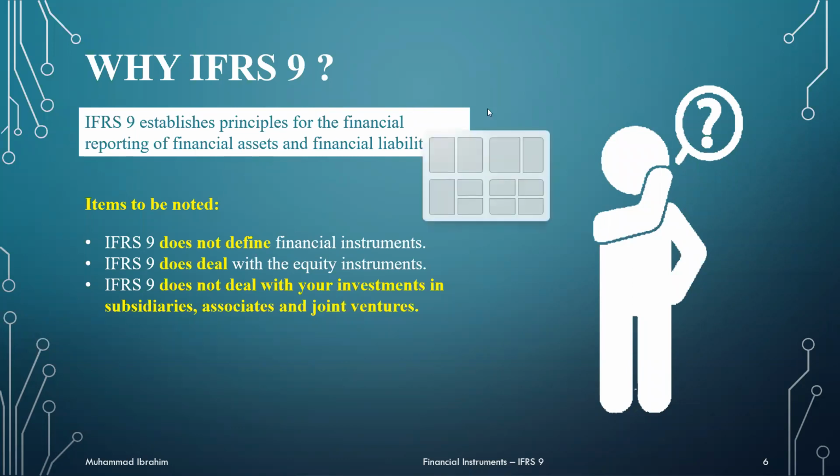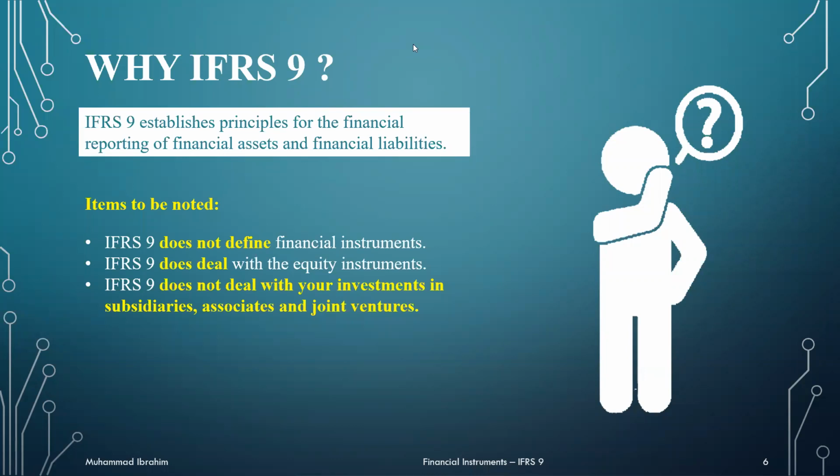An associate means significant influence in another company, which normally occurs when you own 20% or more of the equity holding in that company. So IFRS 9 does not deal with these subsidiaries, associates, and joint ventures. There's a separate standard which deals with that. IFRS 9 deals with investments which are below this significant influence.